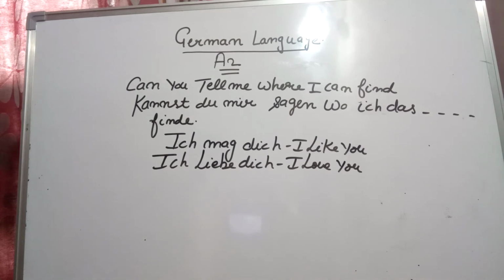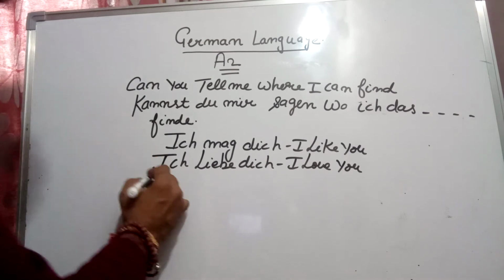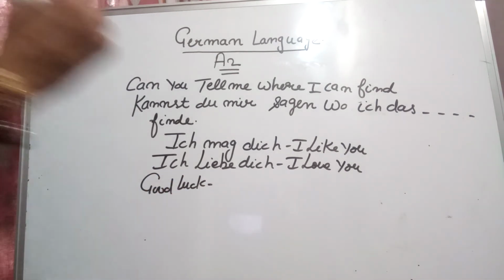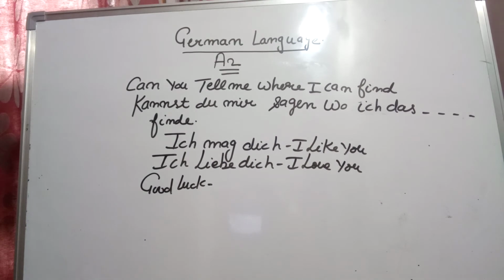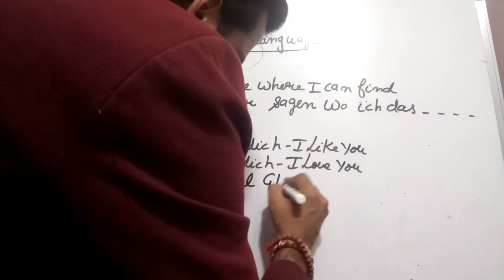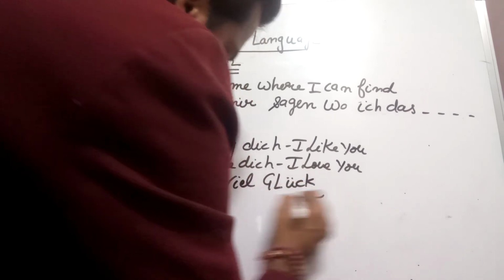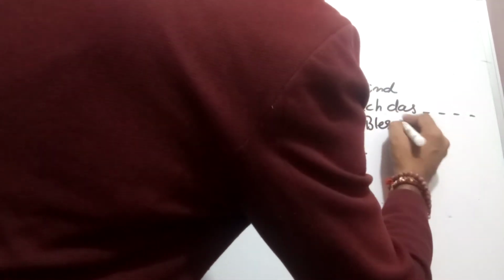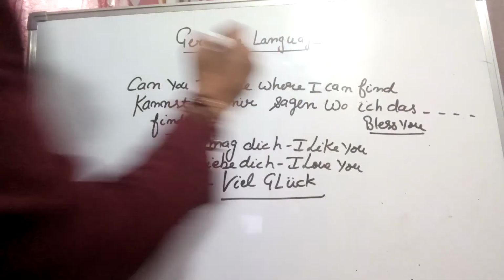If I'm saying I like you, I like, ich mag. Speak up. I like you. Ich mag dich. I like you is ich mag dich. If I'm saying I love you, ich liebe. Speak up. Ich liebe dich. It means I love you. So these are the phrases.